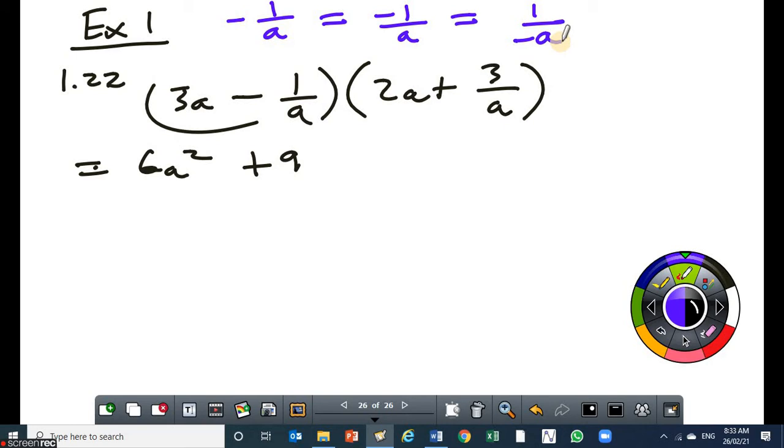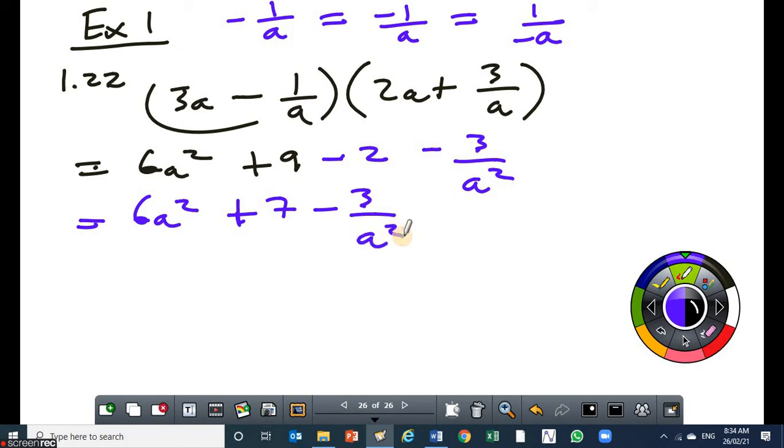So I'm going to treat the numerator as negative, the denominator as positive. Minus 1 times 2A gives me negative 2A. Negative 2A over A will give me minus 2. Are you following? Then minus 1 times positive 3 gives me minus 3. A times A gives me A squared. So my final answer is going to be 6A squared. This one is 9. 9 minus 2 gives me 7. So I end up having positive 7 minus 3 over A squared.